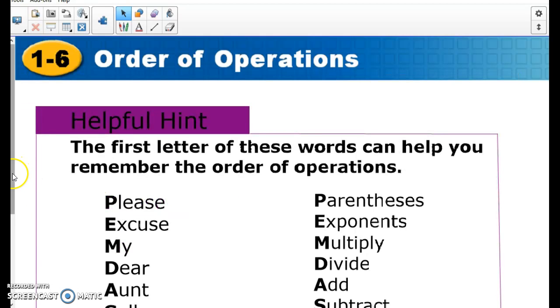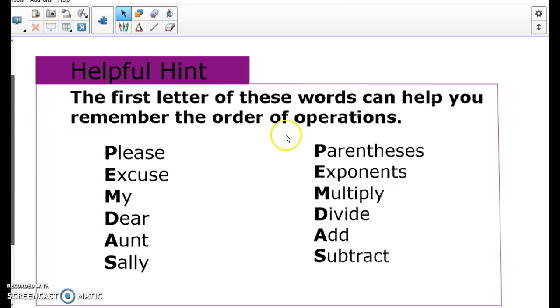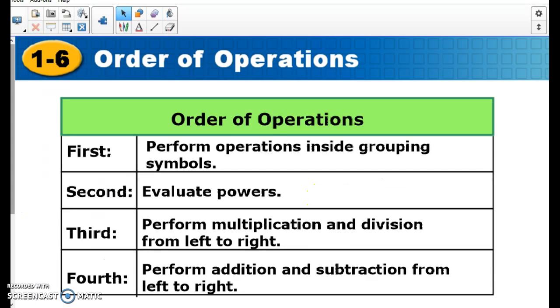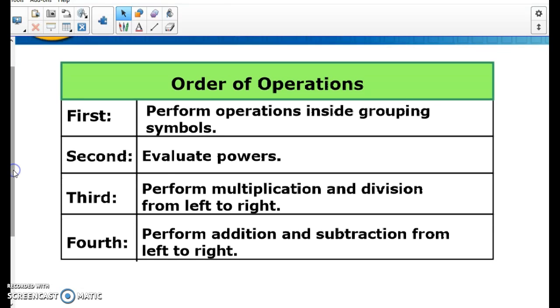Probably most popular is Please Excuse My Dear Aunt Sally, which stands for parentheses, exponents, multiply, divide, add, or subtract. First we perform the operations inside the parentheses or brackets, then we evaluate the powers, like those exponents, and then we will perform multiplication or division left to right. So kind of an important part there. Even though the M comes before D, if there's a division problem on the left-hand side, we're still going to be doing that first.